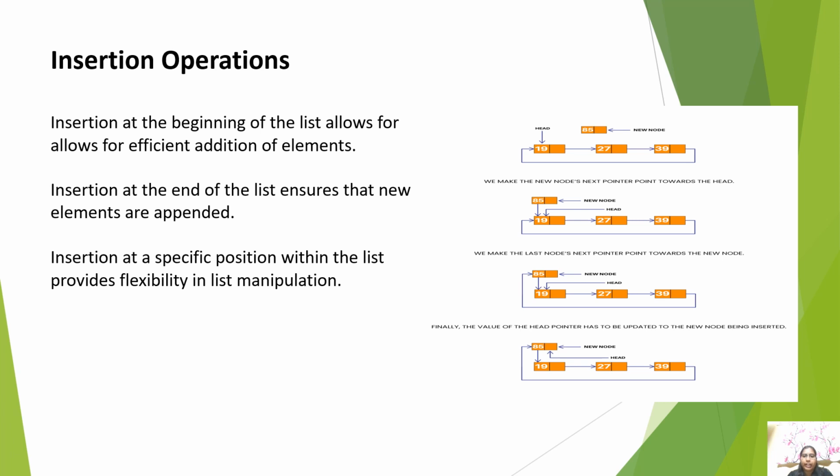Here an example is provided. First, we make a new node, with its next pointer pointing towards the head. We make the last node's next pointer point towards the new node. Finally, the value of the head pointer has to be updated to the new node being inserted.